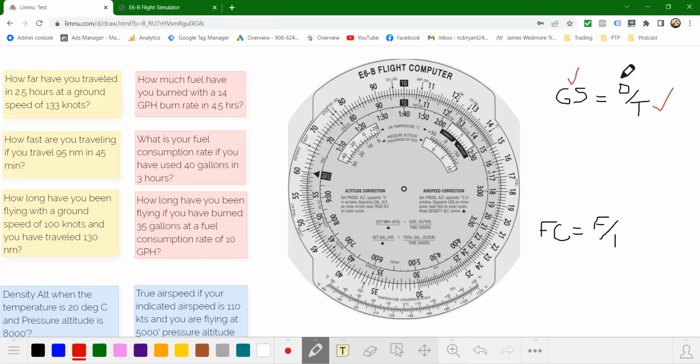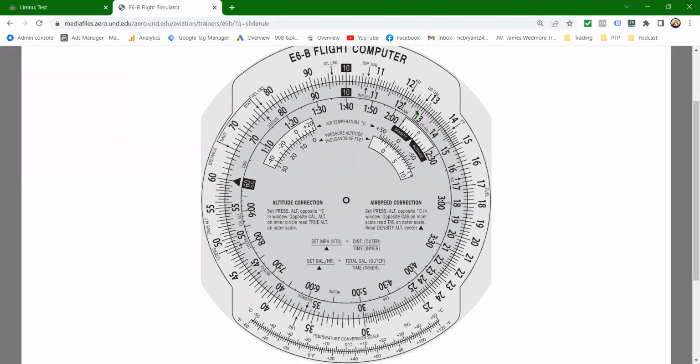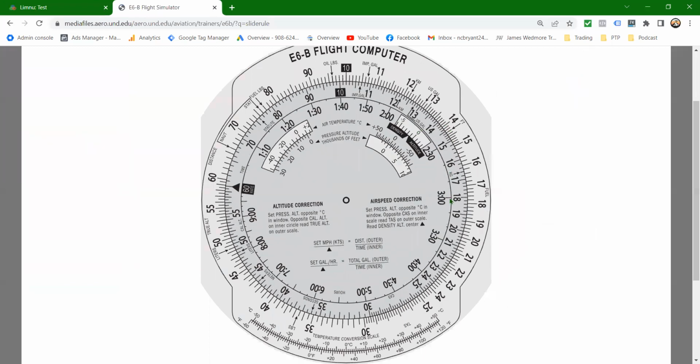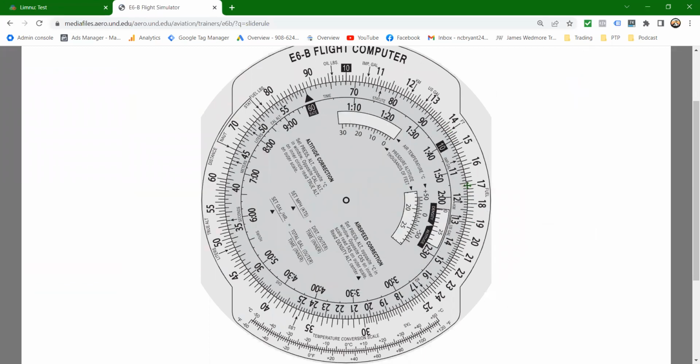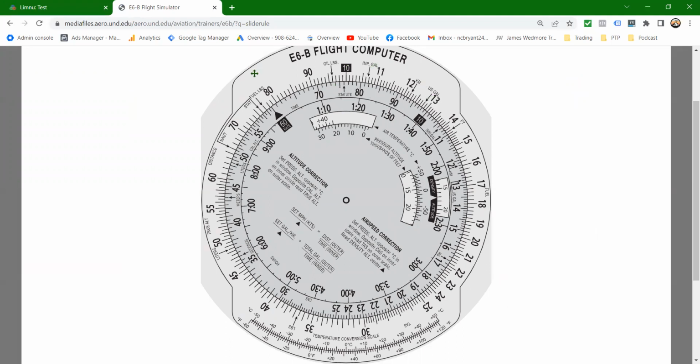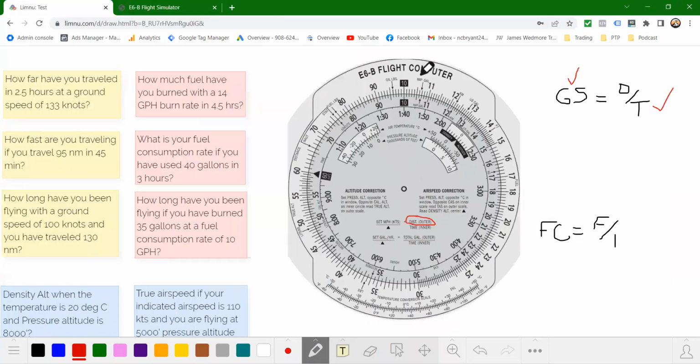So we need distance, and distance is going to be on the outer scale. What that means is we have different scales that go in a circle around this. We have this inner scale that's the darker gray that spins, and then we have the outer scale that's the lighter gray out here that does not spin. So inner scale, outer scale. The outer scale is distance.